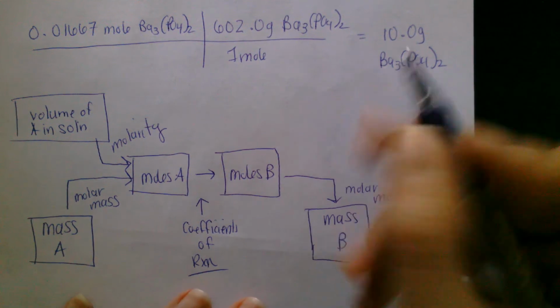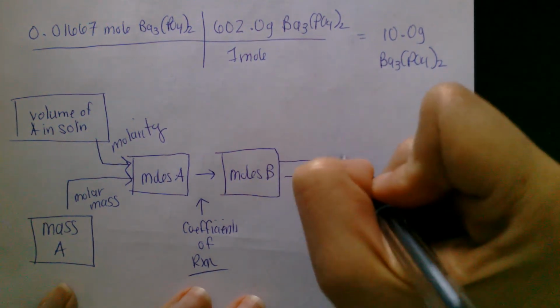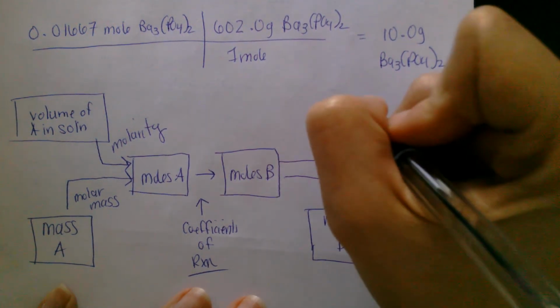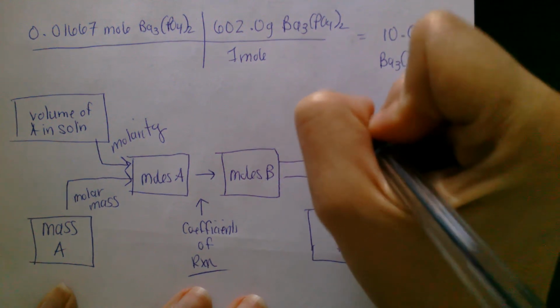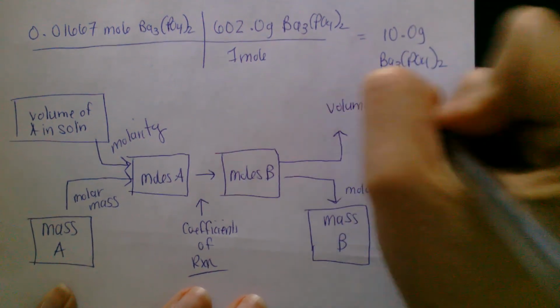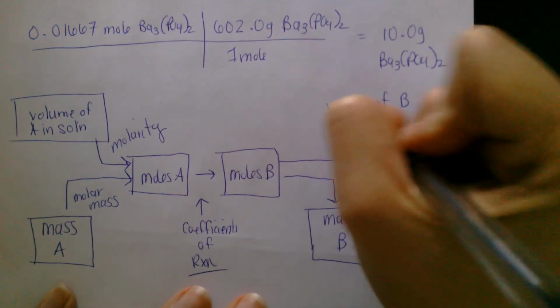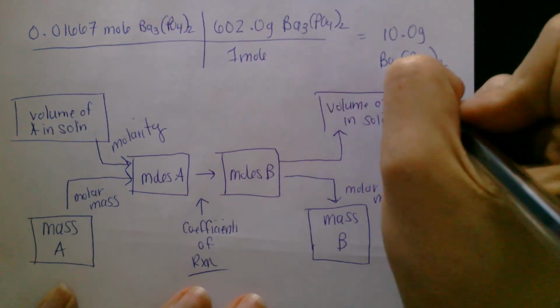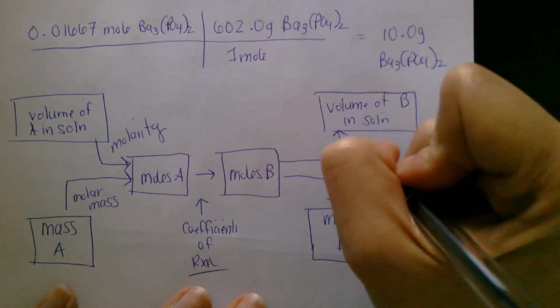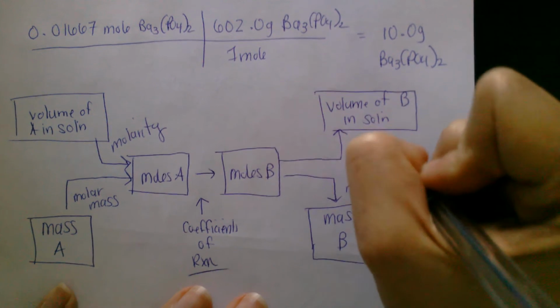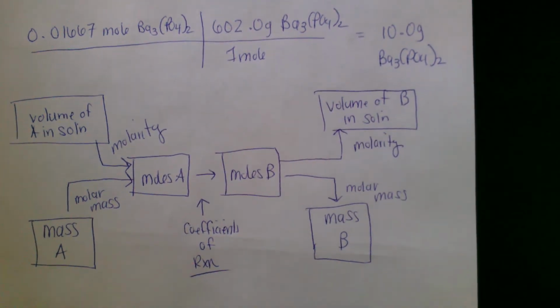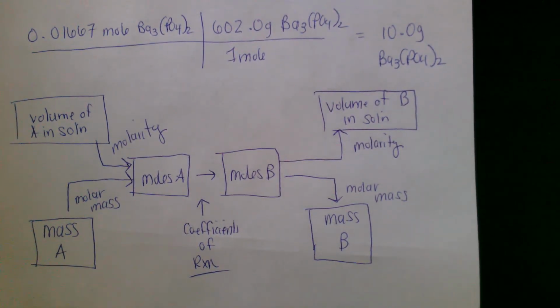Okay, so the first stoichiometry problem we did, we had that acid-base one. So this we can also find volume of B in solution. And if we need to know volume of B in solution, we're going to use the molarity. Okay, so now we have all different combinations we can use for stoichiometry.